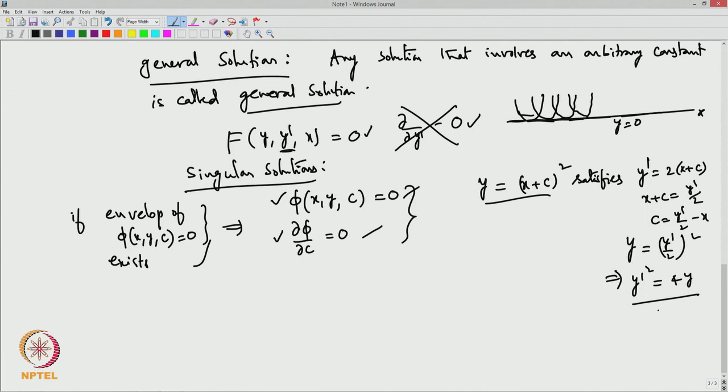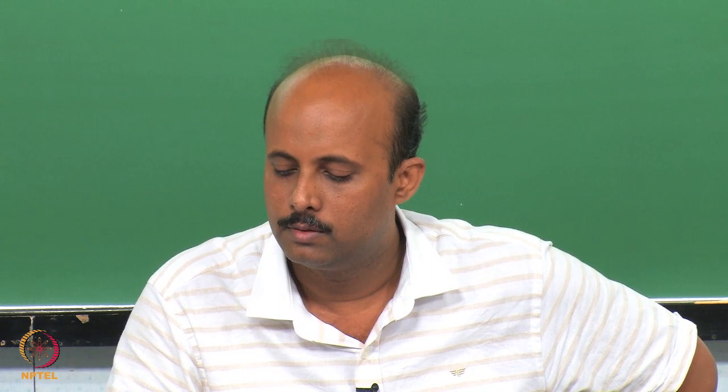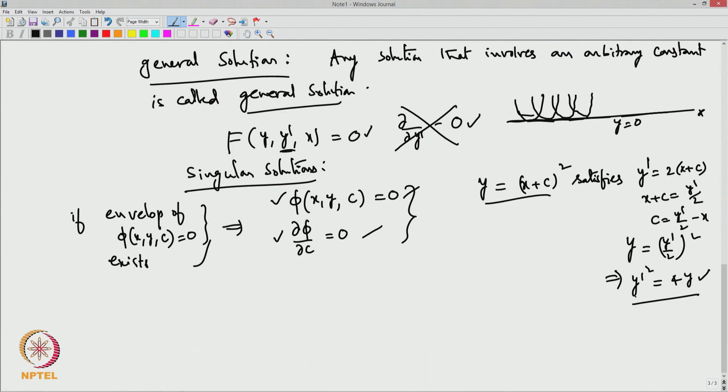So for any one parameter family of curves, if you eliminate that constant, what you end up with is a differential equation like this. Alternatively, you take this differential equation and find its solution, because we don't know it. This is dy by dx, right? If you solve this equation, you will get this parametric family. This is the general solution.